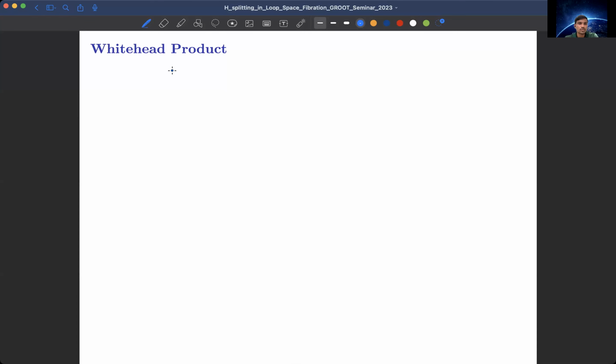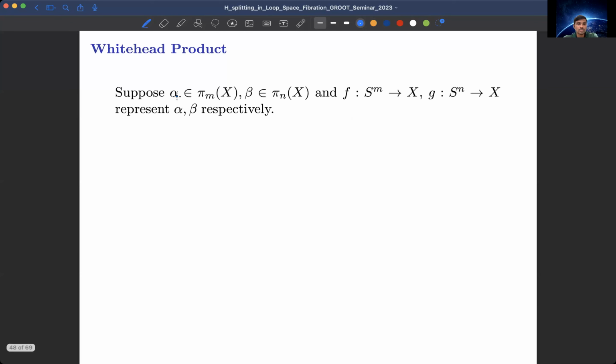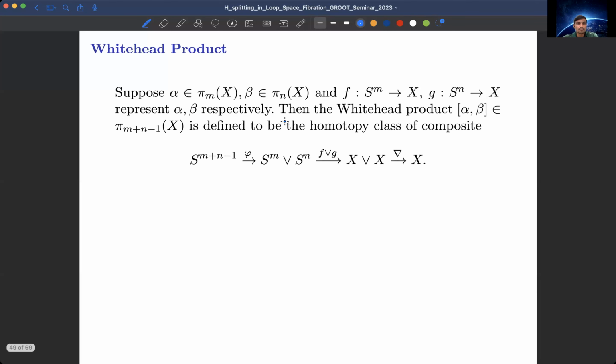So for that, to define that product, I first need to define the Whitehead product. It is defined on the homotopy groups of a space. So suppose you have alpha in pi_m X and beta in pi_n X, and suppose f and g represent those two elements in the homotopy groups. Then the Whitehead product of those two elements is an element of pi_{m+n-1} of X, and it is defined to be the composite of this function. So if we look at the CW structure of S^m cross S^n, that is obtained from S^m wedge S^n by attaching an (m+n)-cell.